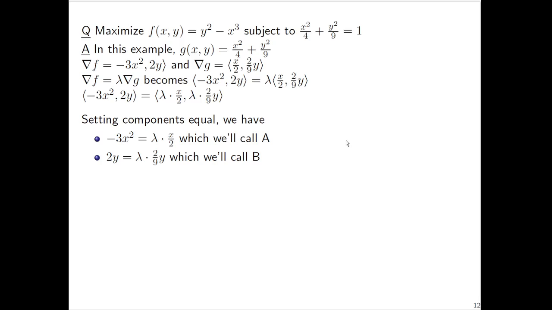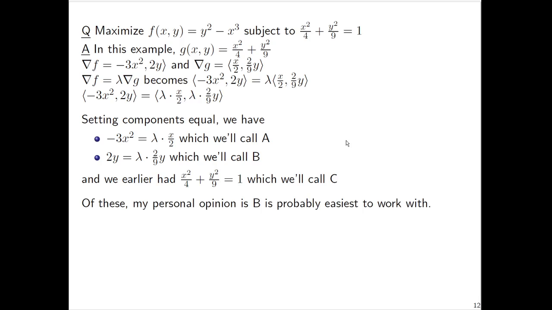We'll call that equation A. We have 2 times y for the second component equals the second component lambda times 2/9 times y. We'll call that equation B. We also earlier had the constraint at the very beginning. It was originally just x squared over 4 plus y squared over 9 equals 1. We'll call that equation C.